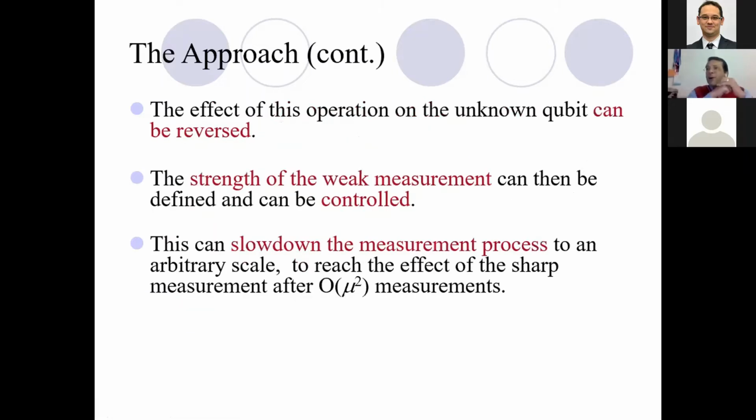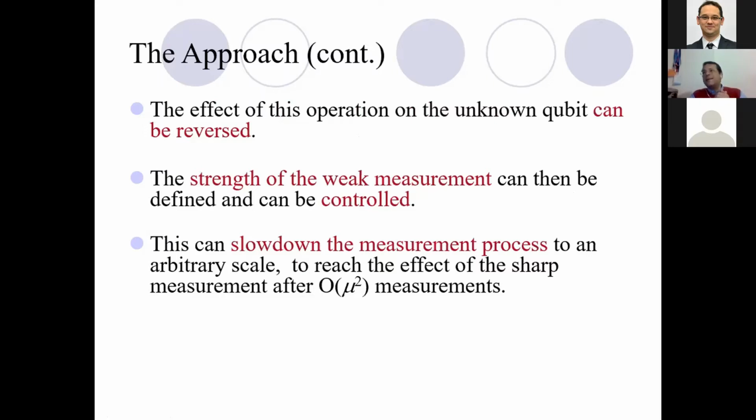The interesting part in this technique is that this weak measurement that we will talk about can be reversed. So it is a reversible operation. So weak measurement today is a reversible operation, not irreversible as usual. Reversible on the unknown qubit, not on the auxiliary. The auxiliary will be destroyed or will collapse to one of the classical states, but it can be reversed on the unknown qubit itself.